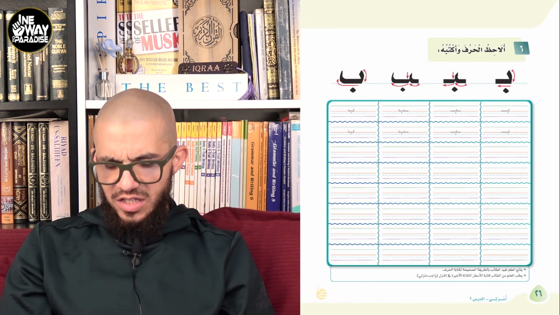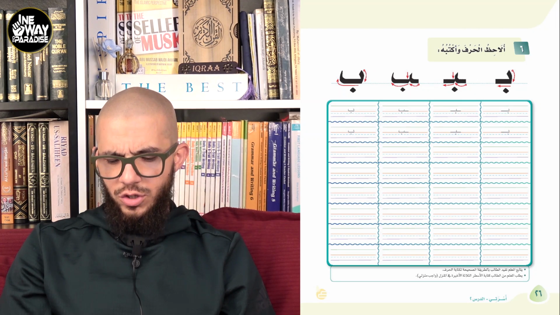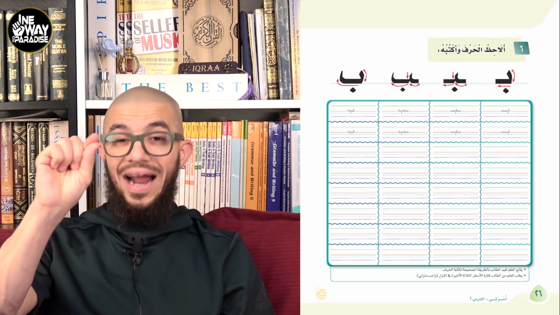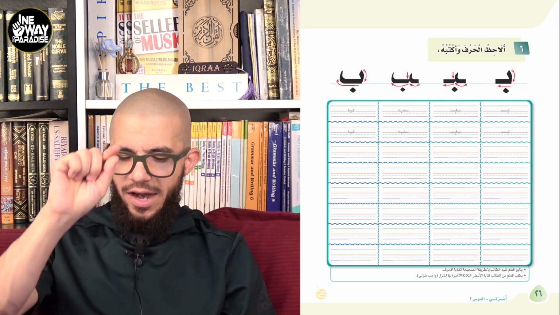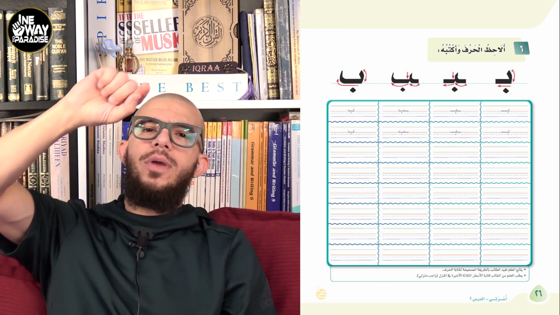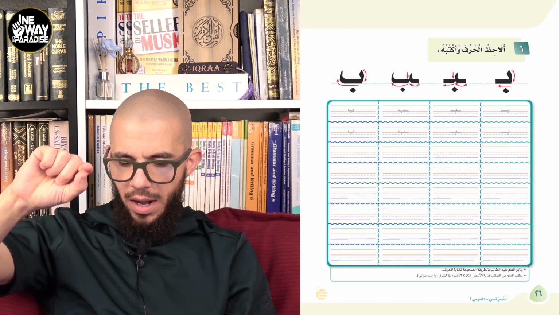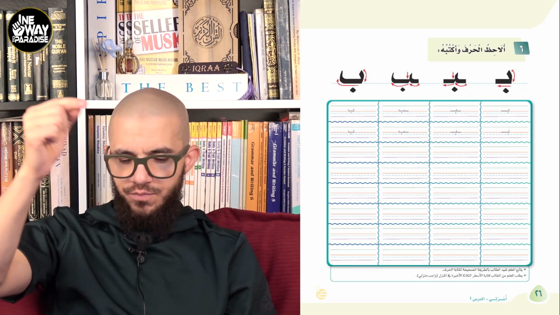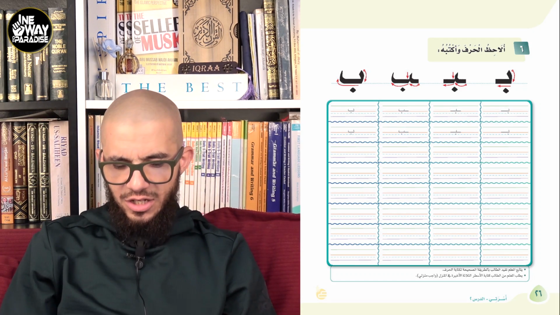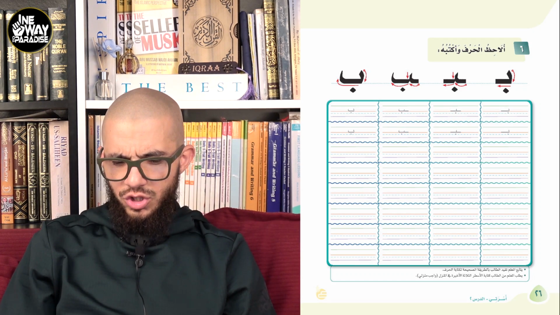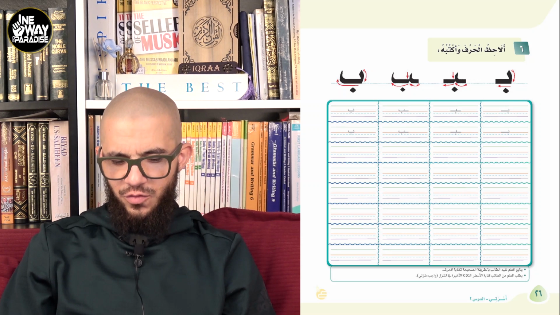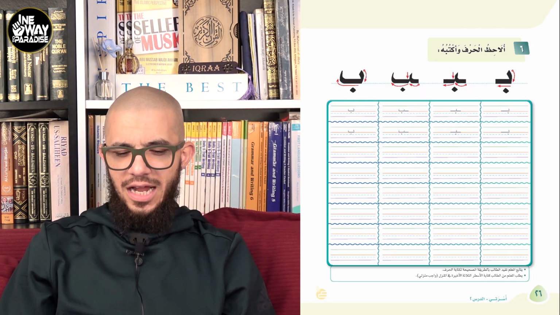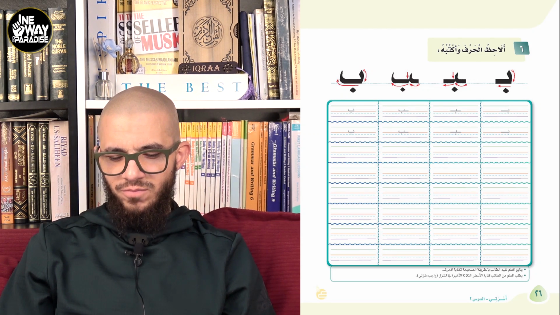Then in the sixth exercise, you are going to also learn how to write. And they have these cute arrows that show you that when you write the ba, you begin from the top to the bottom, and then you make a left, and then in the middle you start. They basically show you exactly how to write it, which is even better than what I do, because if you see my handwriting, you would say, yeah, Sheikh, what are you doing?